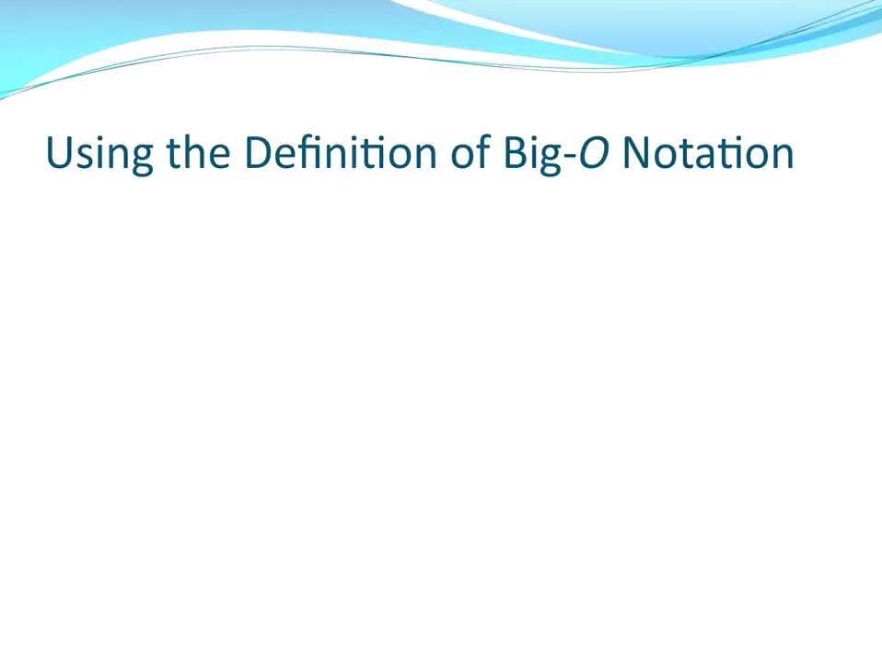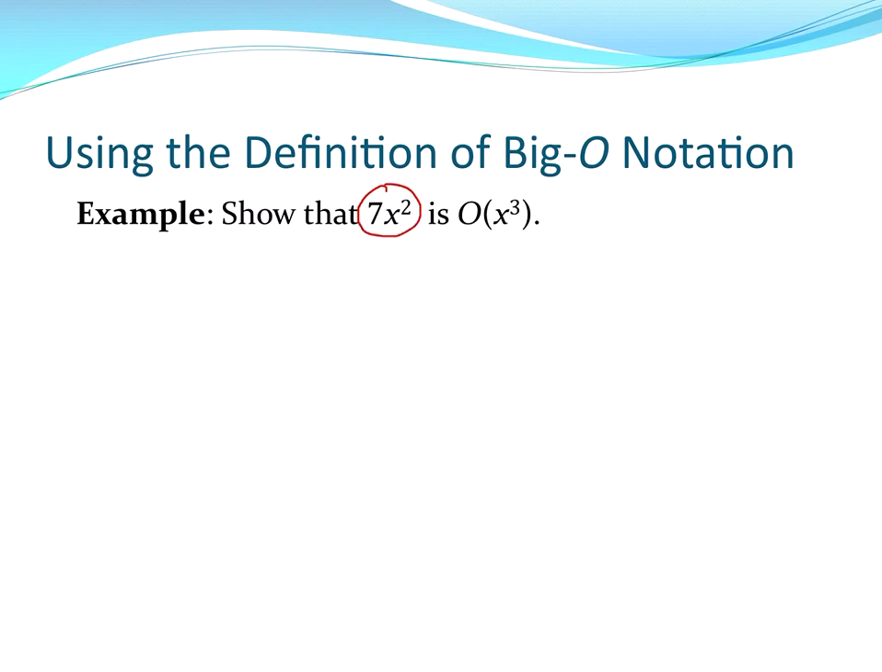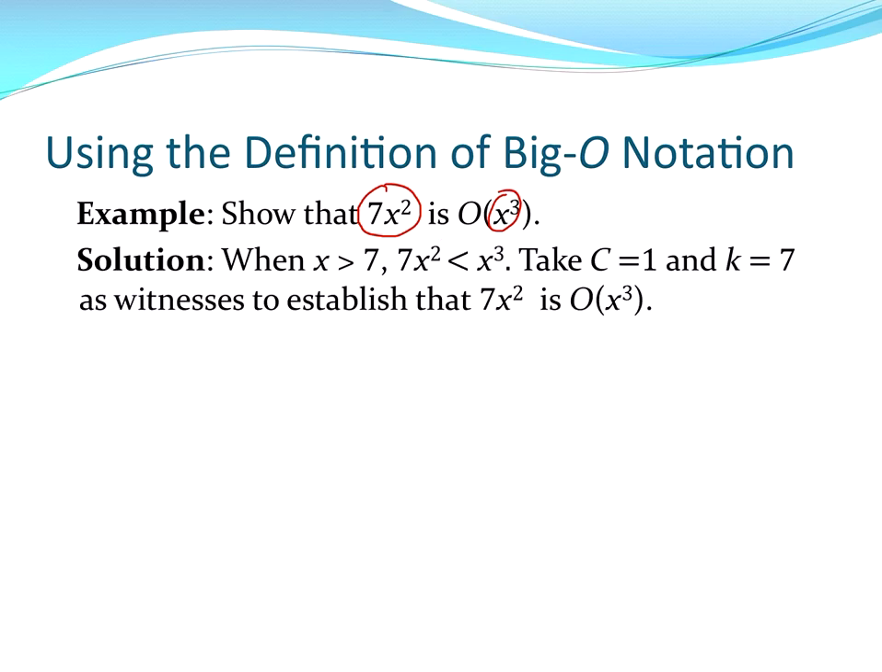We're in Rosen section 3.2, continuing our discussion of big O notation, and we're going to use the definition of big O in two different ways. Here we have another proof to show that one function is big O of another function. Here, 7x squared, we're going to show is big O of x cubed, and we will fix k and show that we can find a c.